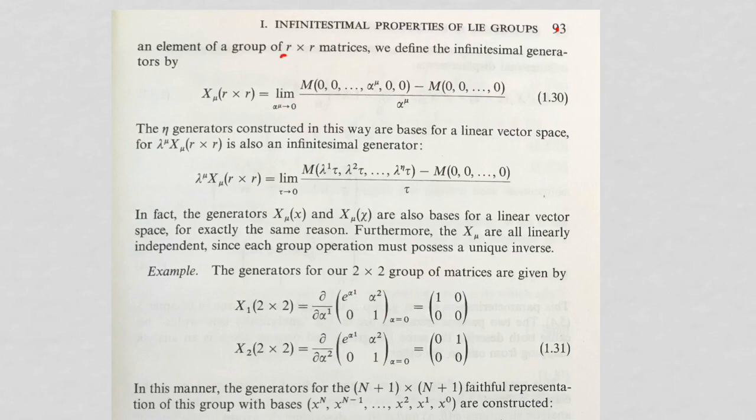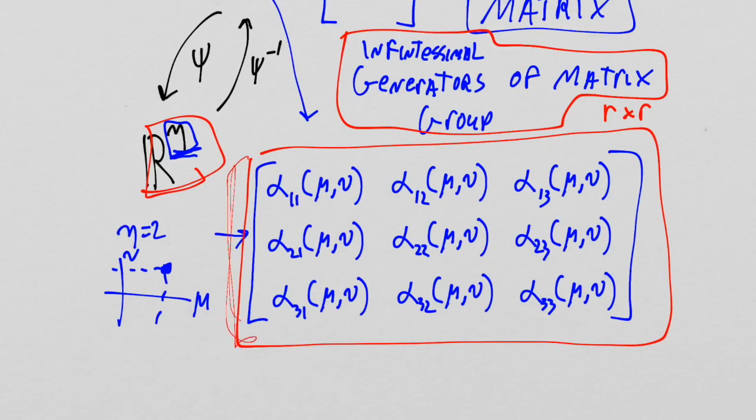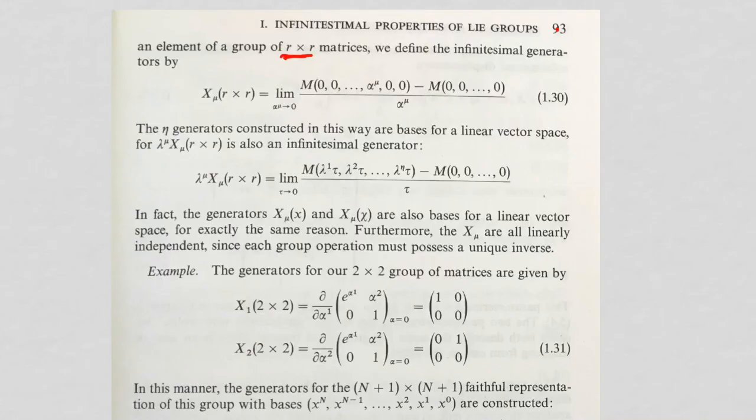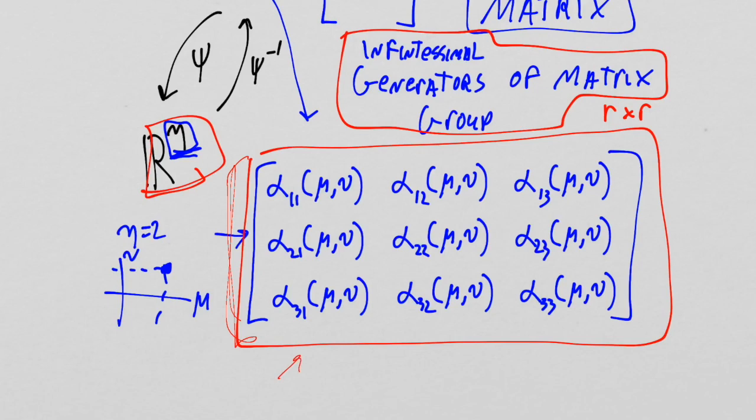And here you see we are dealing with R by R matrices, right? So that's this size here. And each generator, the index mu is on the generator, so mu is going to go from 1 to eta. And so the muth infinitesimal generator will be defined by this limit right here. And in this expression up above, M with all the zeros except the alpha mu is to represent this guy right here.